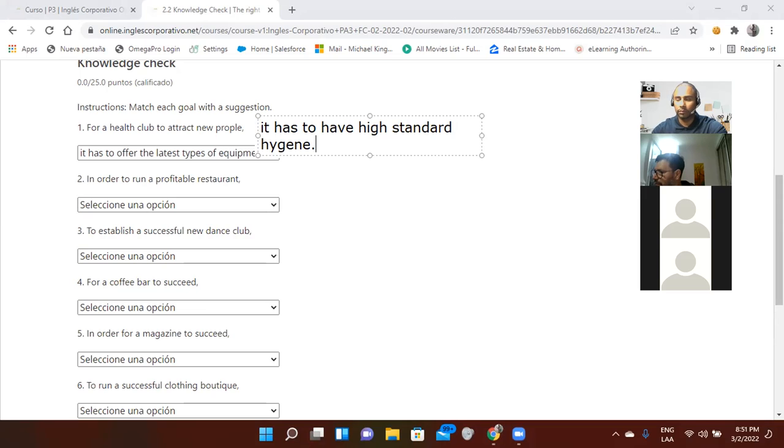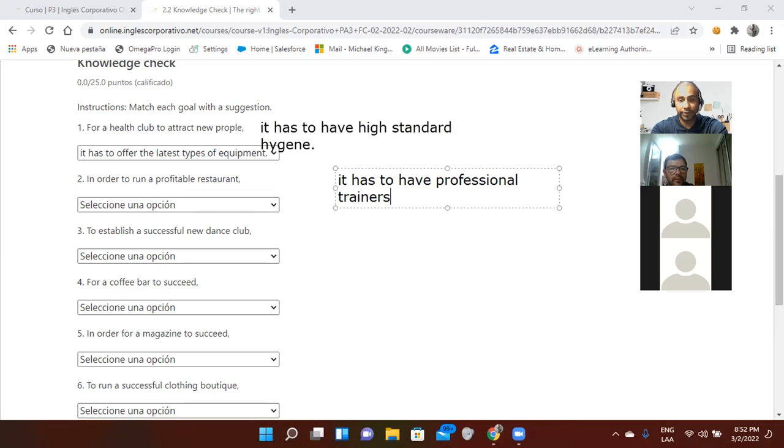Another thing, it has to have professional trainers. Assistant or trainers? Correct. Trainers. It has to have professional trainers. Yes, I agree. And not to be crowded, because sometimes it has to have a lot of space. Nice. Correct. Space.